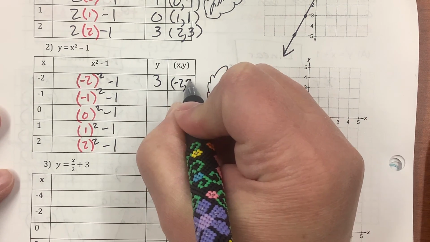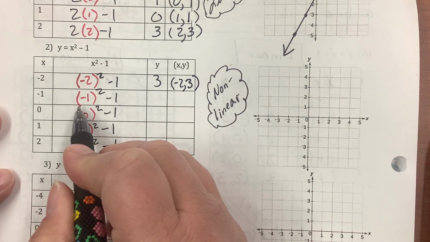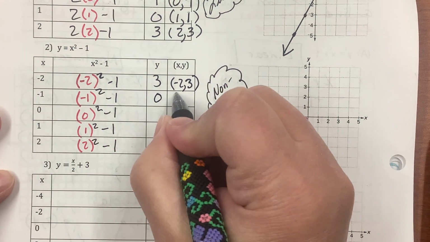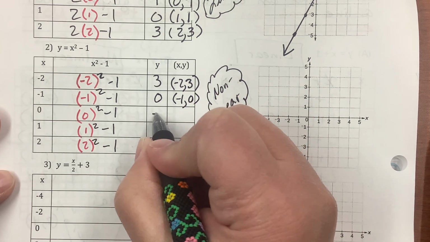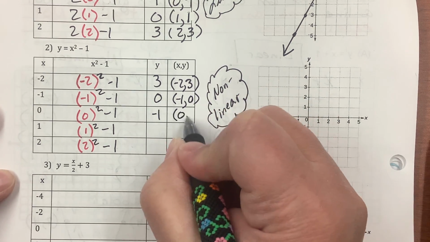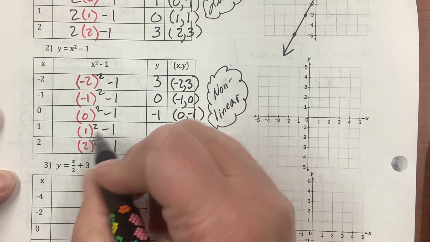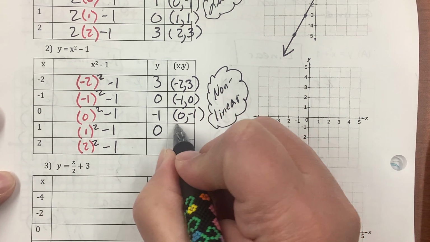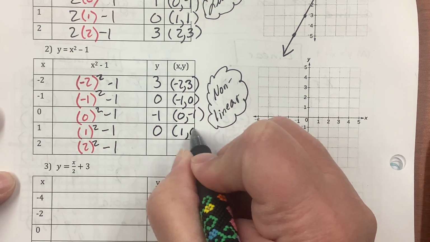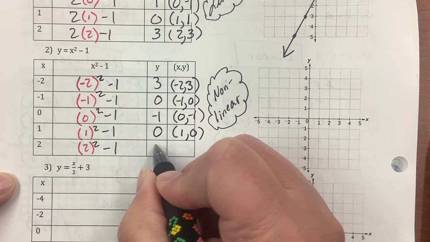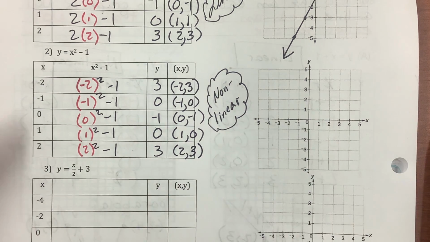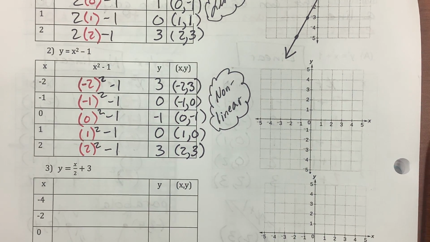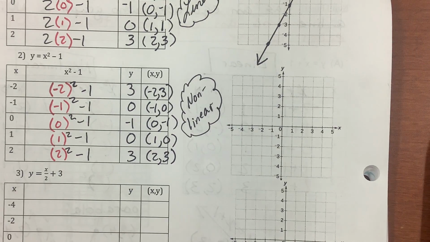-2, 3. 1 minus 1 is 0. So -1, 0. 0 minus 1 is -1. So 0, -1. 1 minus 1 is 0. 1, 0. And 4 minus 1 is 3. 2, 3. And I know already this is not going to be a line. So when I'm graphing it, I'm not looking for them to be in a line.